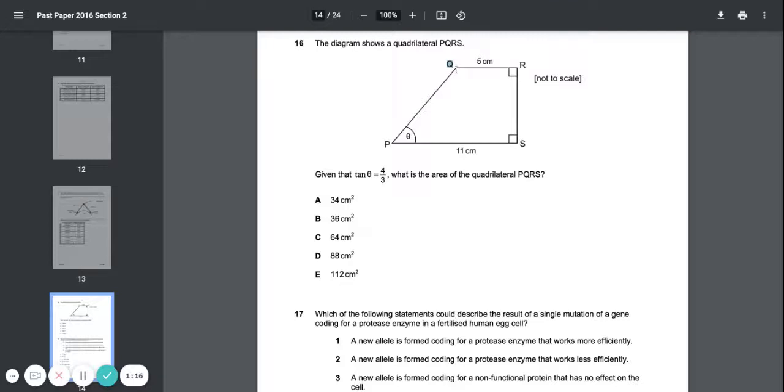So let's imagine that we create a perpendicular from Q to the line PS, and let's say it joins PS at a point called X. So QX is perpendicular to PS, and we know that PX is equal to 11 minus 5 centimeters because QR is equal to SX. So 11 minus 5 is equal to 6 centimeters for PX. And we know that tan theta is equal to QX divided by PX. So QX is unknown, so QX divided by 6 is equal to 4 by 3. Solving for QX, we get QX is equal to 8.